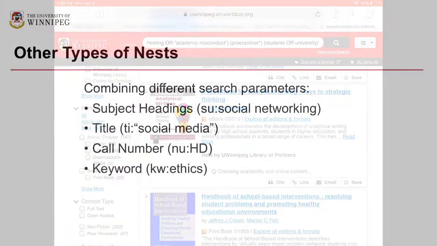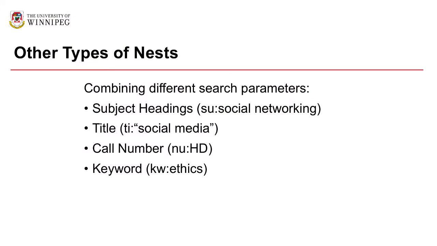Another approach worth trying is limiting your searches to specific elements of the item descriptions. For instance, using the prefix SU: will only search for the words within the subject headings, instead of the entire record. This can be a very effective way of narrowing the scope of your search. I'll provide more information about this approach in the description below.